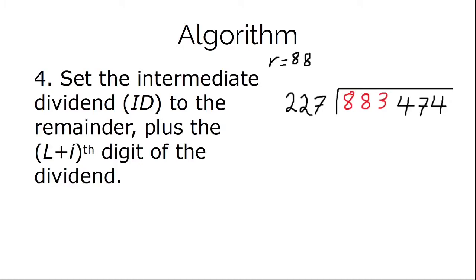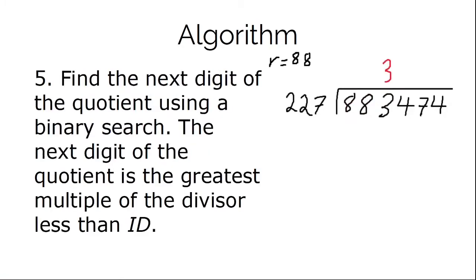We are just making it so that we can do this addition of digits each iteration without having to initialize the intermediate dividend before the iteration starts. So, step 5. Find the next digit of the quotient using a binary search. The next digit of the quotient is the greatest multiple of the divisor less than the intermediate dividend.